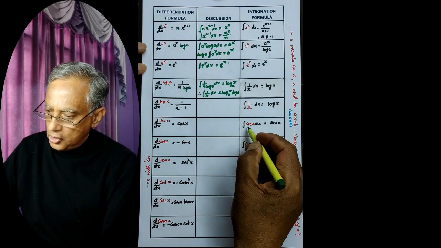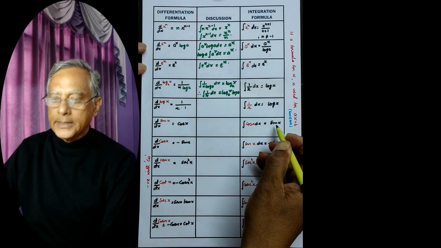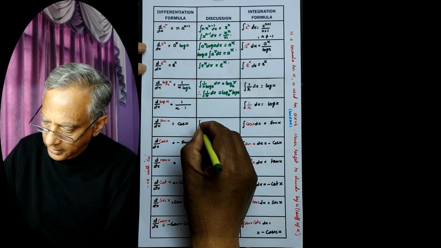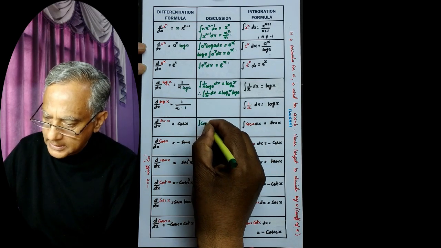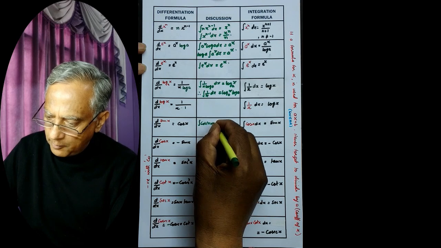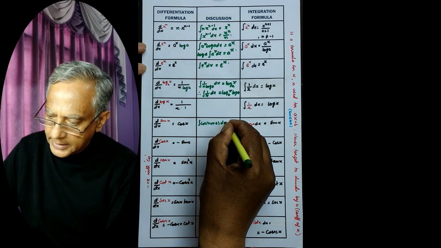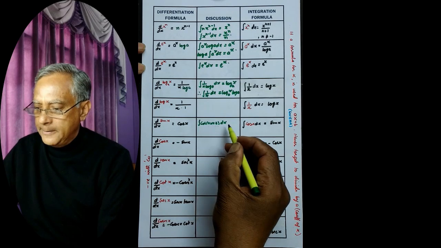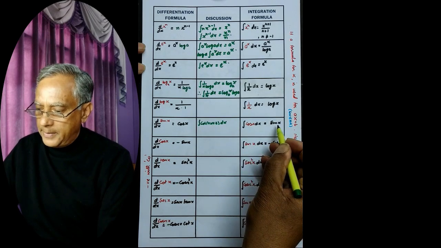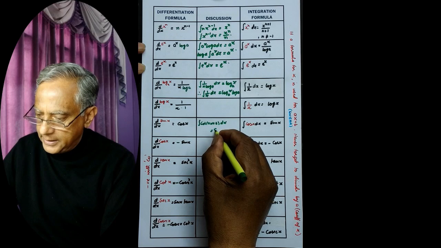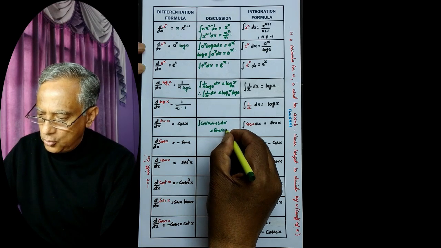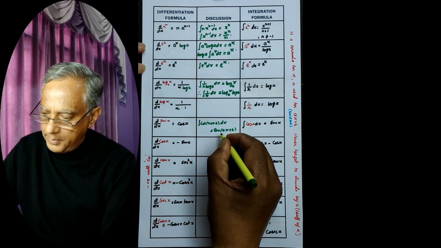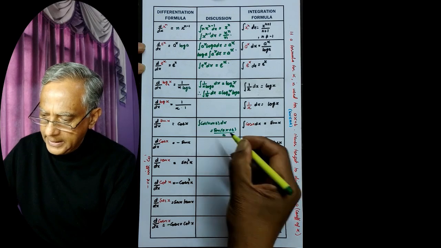integral of cos x is sin x. Therefore, integral of cos(ax + b) dx. Now, the formula for x is being used for ax plus b. So, we must divide the result by a. This will be sine of, the same formula will be used, sine of (ax + b) whole divided by a.